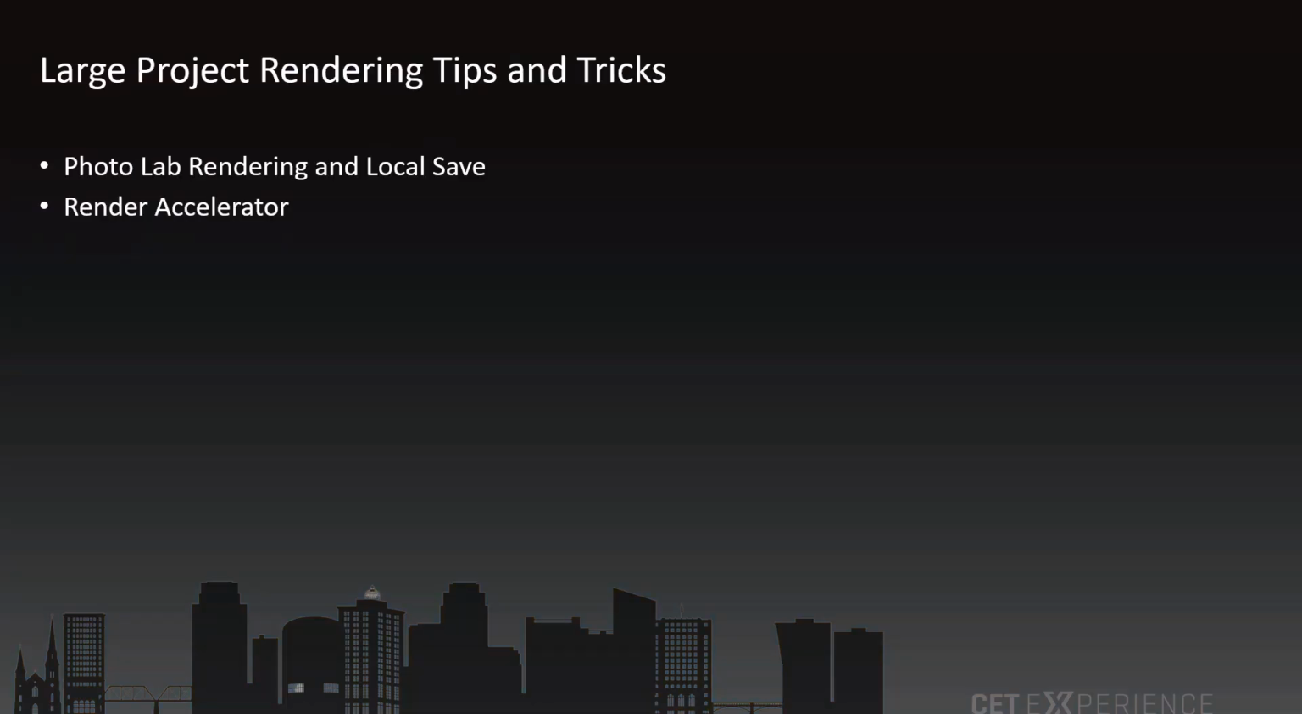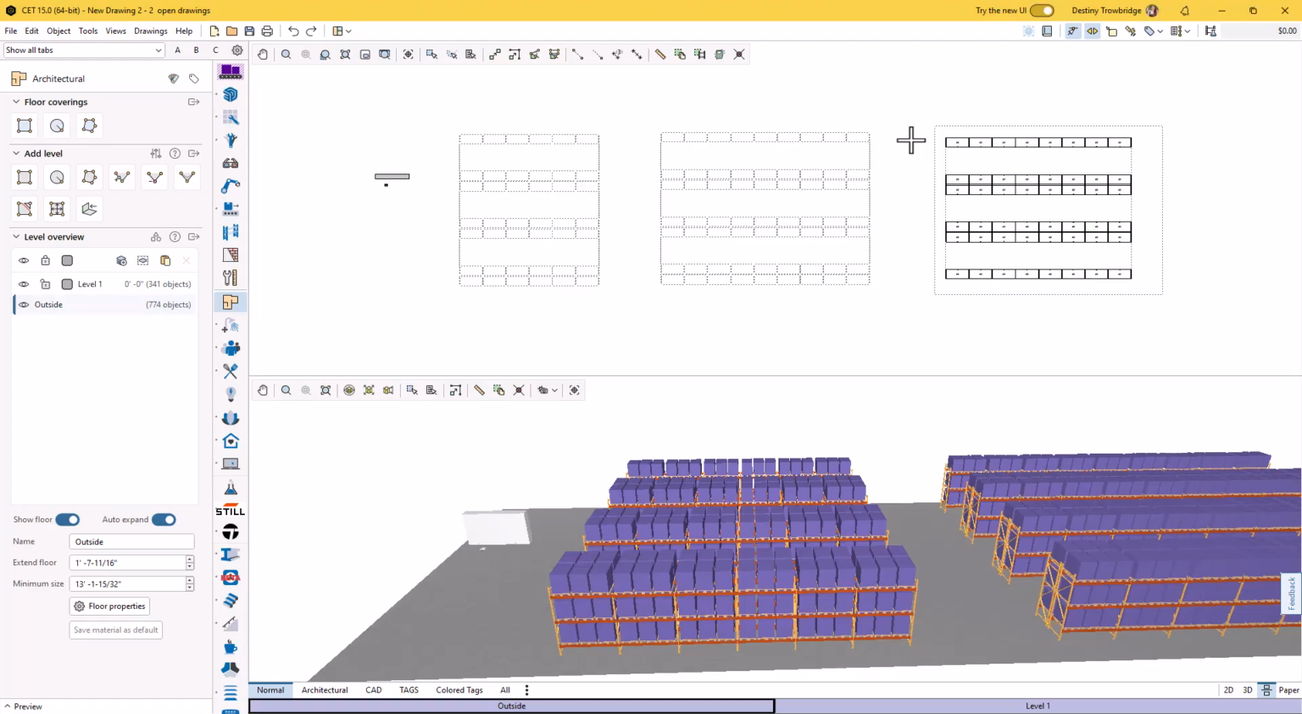So for this section, we're going to talk about how we can help speed up our rendering and a couple tricks here. So the first thing to talk about is when you are using the Photo Lab. When you create your renderings in the Photo Lab, there is an option to save those renderings. So let me pop into CET and open up the Photo Lab here.